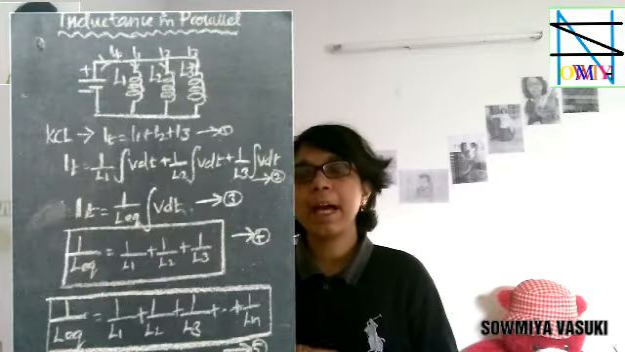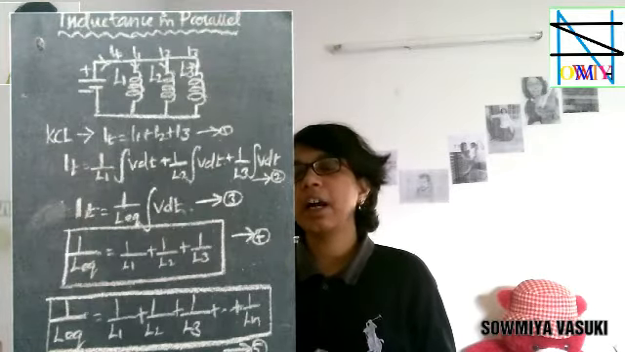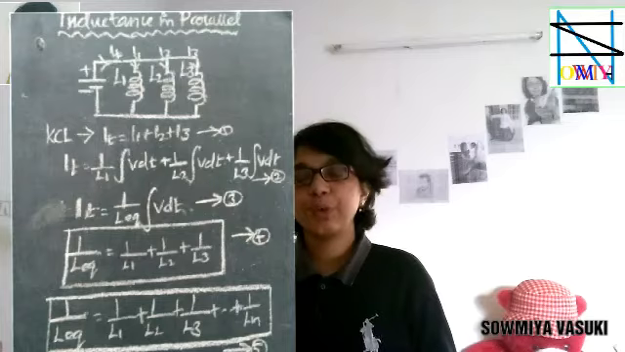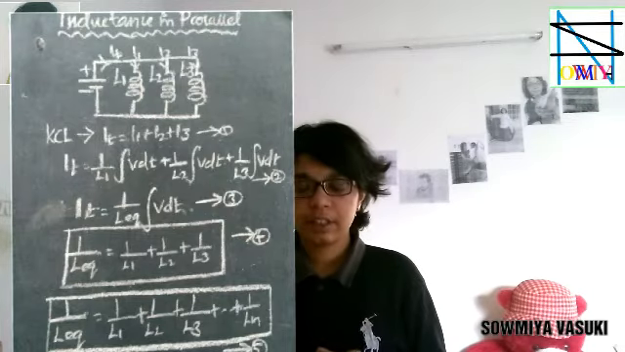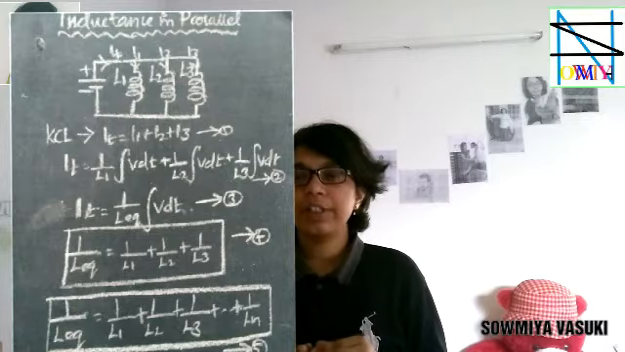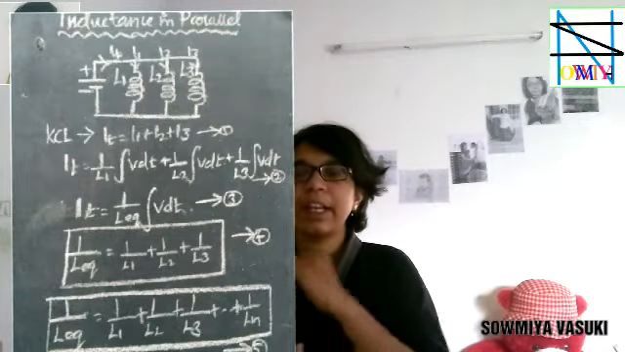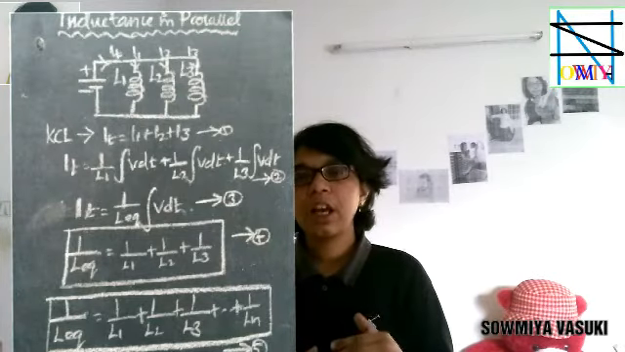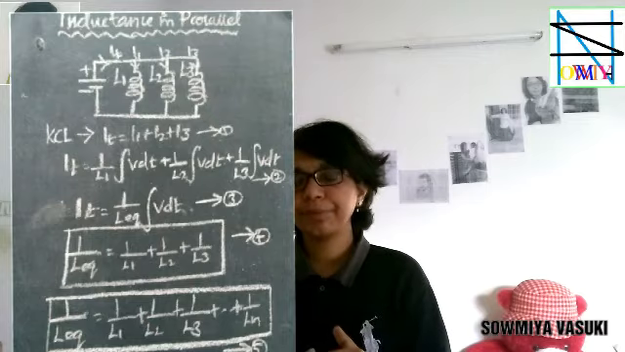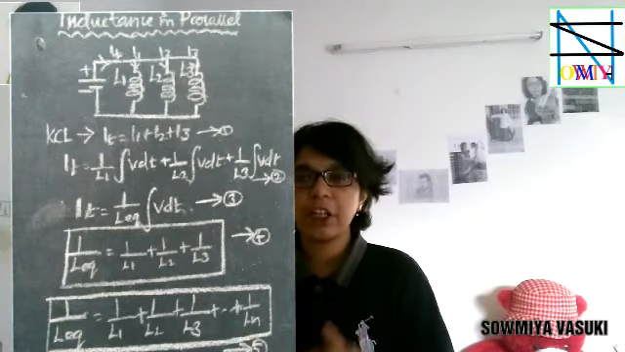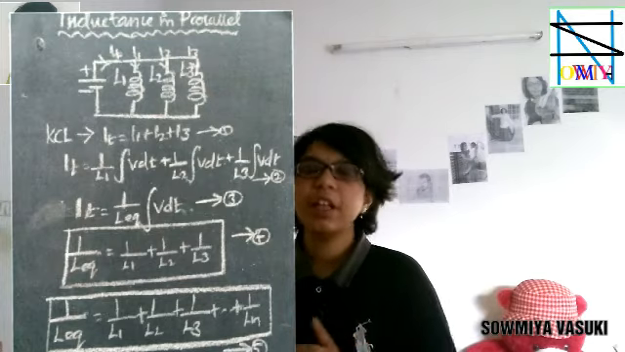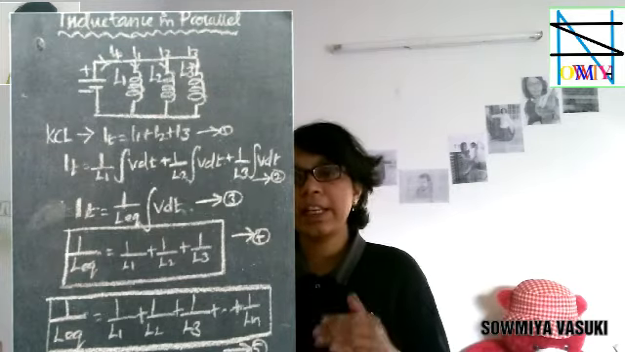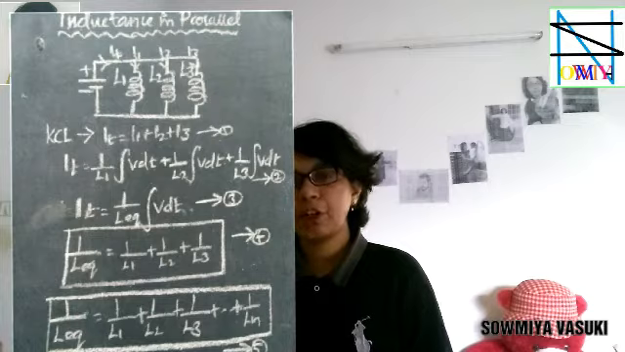Inductance in parallel. L1, L2, L3 are connected in a parallel network. So Kirchhoff's current law is used here. I total is equal to I1 plus I2 plus I3. So I total is equal to 1 by L1 integral of V dt plus 1 by L2 integral of V dt plus 1 by L3 integral of V dt. So 1 by L equivalent is equal to 1 by L1 plus 1 by L2 plus 1 by L3 up to 1 by Ln.